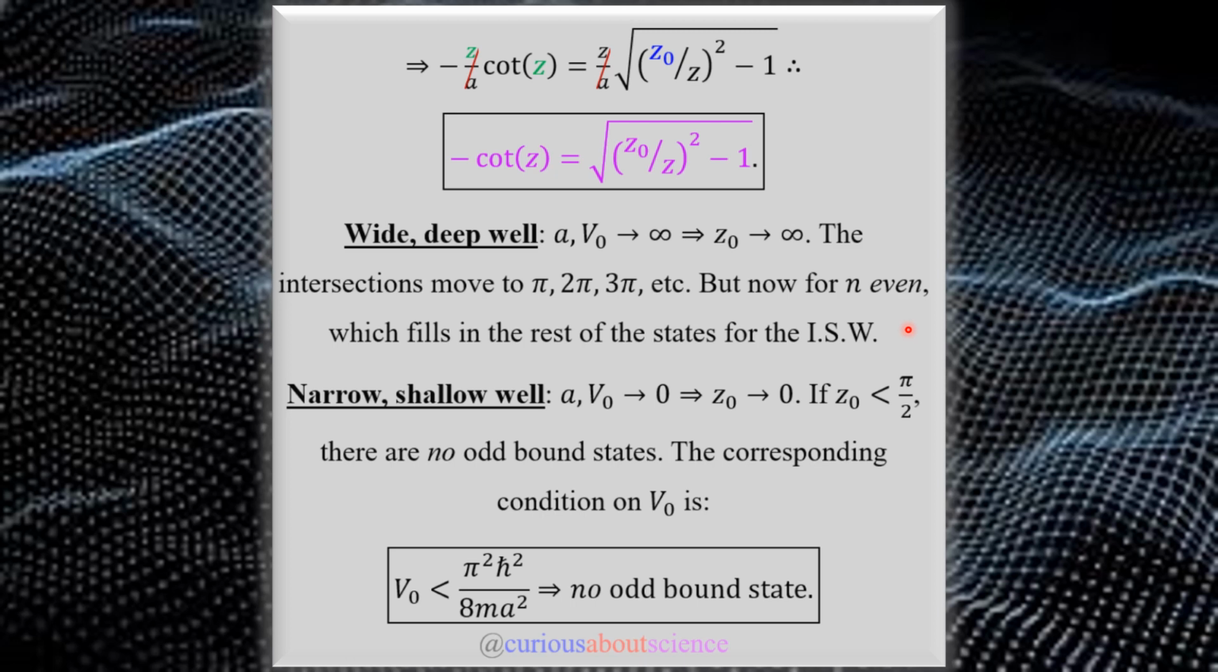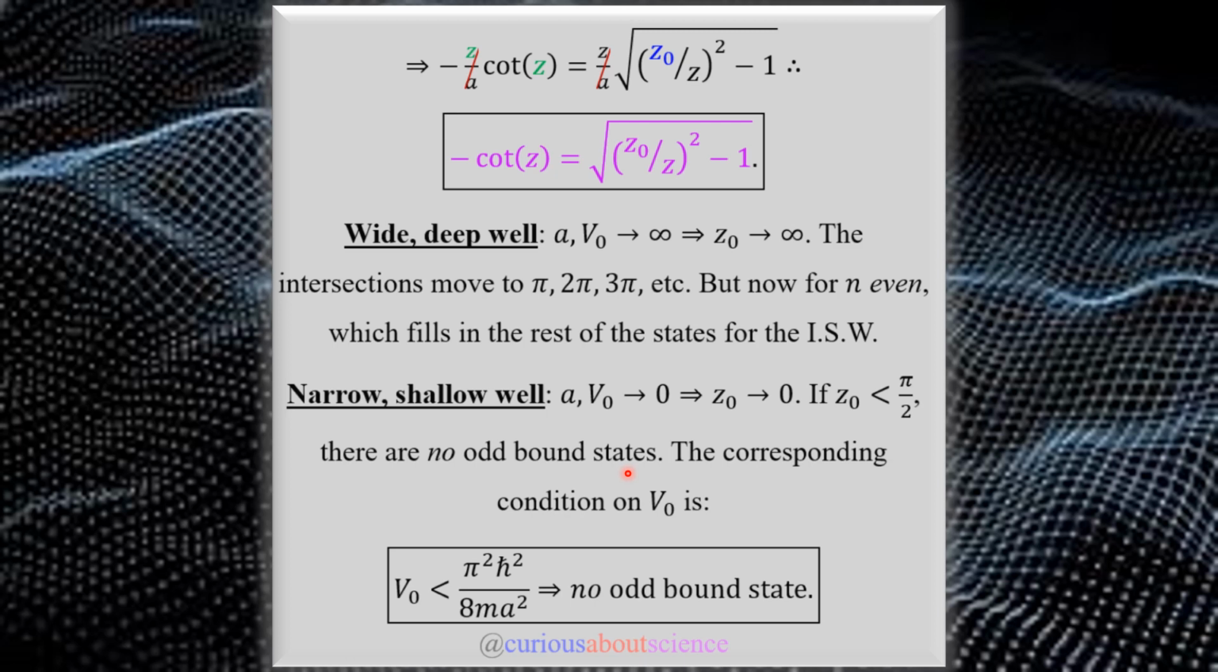Conversely, if I have a narrow shallow well, or if I'm looking at the variables, A, the width, getting very, very small, or the potential, the shallow part of it, getting really small, that means that one of those two things is going towards 0, and if that's the case, our z0 approaches 0. But if we approach 0, then we don't intersect an asymptotic line of the negative cotangent, and that's why we have the stipulation that if z0 is less than pi over 2, there are no odd bound state solutions. We don't intersect the graphs anywhere. So that's a minimum threshold there.